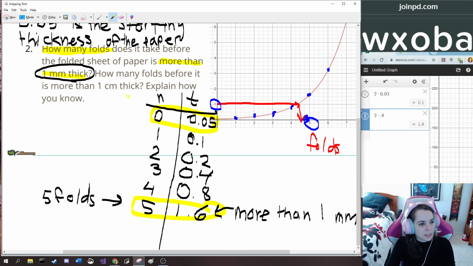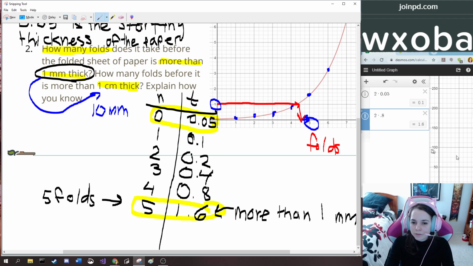Now the second question asks for 1 centimeter. So centimeters, you have to know, there are 10 milliliters in 1 centimeter. There's 100 centimeters in 1 meter, right? So there's 1,000 centimeters in 1 meter. So getting here to 1 centimeter would be the same thing as getting up to 10 milliliters.